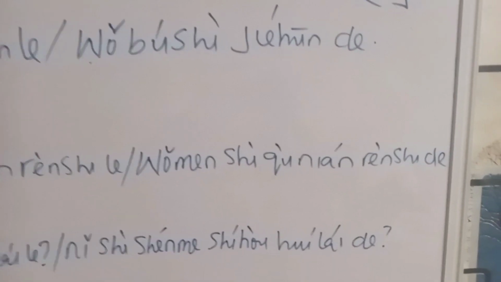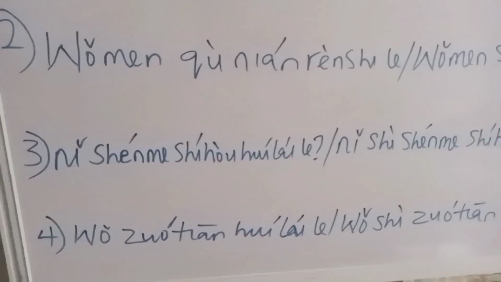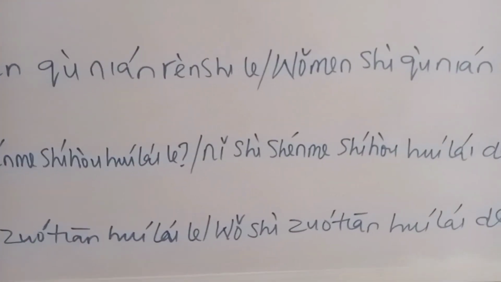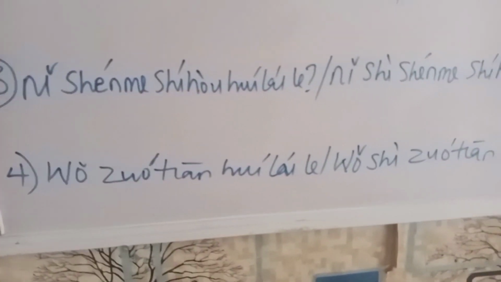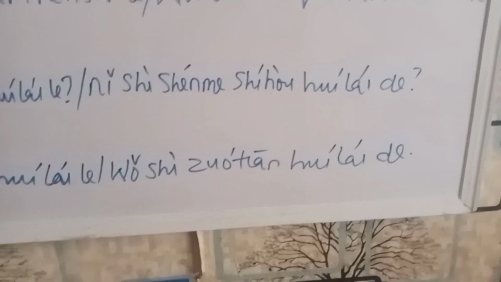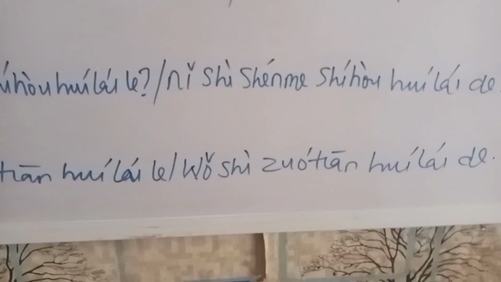And here is 我们是去年认识的. The third sentence is 你什么时候回来了? That is how to say it with le. And then here is 你是什么时候回来的? The last sentence here is 我昨天回来了. And here is 我是昨天回来的. The sentence you have on the left-hand side and the one you have on the right-hand side, they are the same. They make the same sense. 我昨天回来了. I got back yesterday. 我是昨天回来的. I got back yesterday.